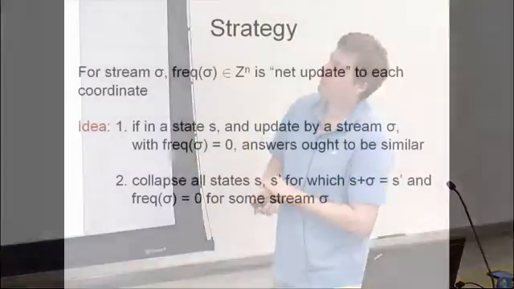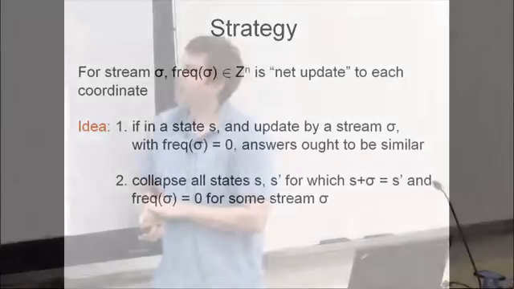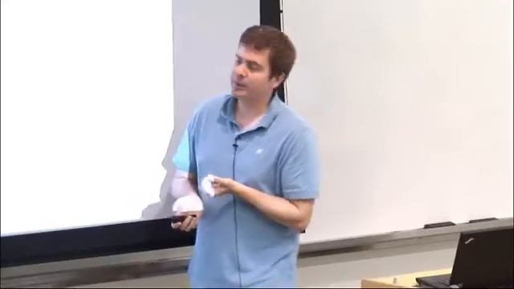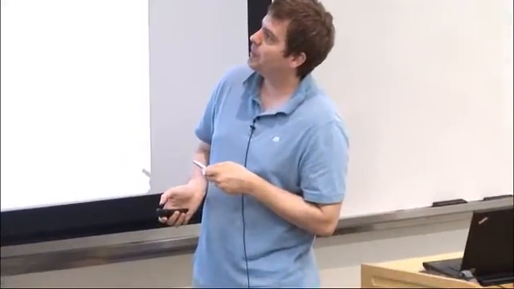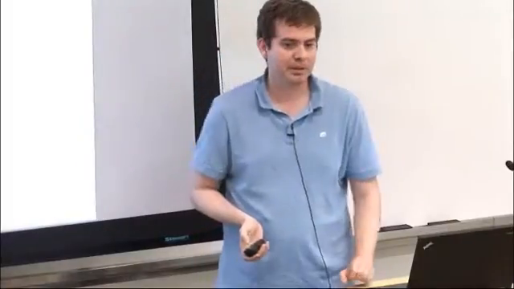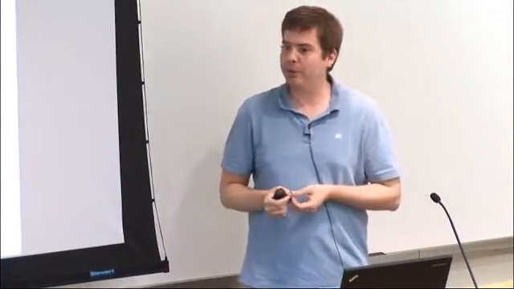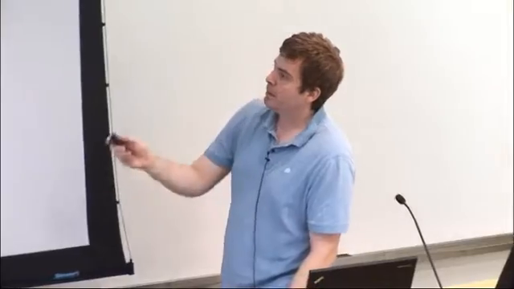Okay, so the strategy is as follows. We're going to introduce the notion of a frequency vector of a stream. For a stream sigma, let the frequency of sigma be an integer vector, which is the net update to each coordinate in the stream sigma. Sigma is a long list of updates, and for each coordinate I look at all the positive updates and I subtract all the negative updates, and I get my net update. That's my frequency of sigma.